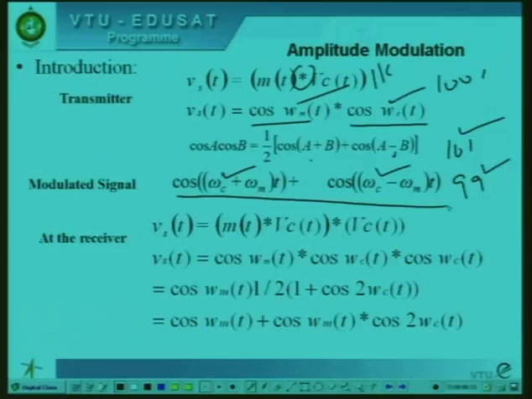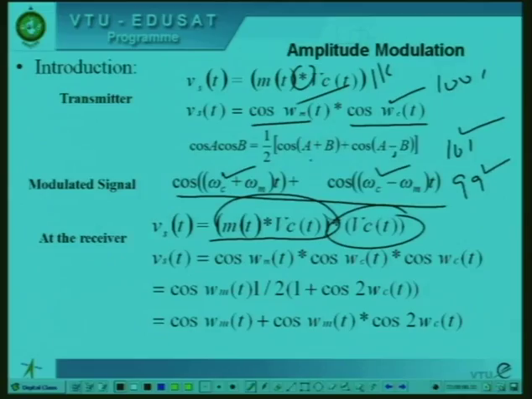When both the signals are received at the receiver, to get back omega mt from the received signal, what we do is take the received signal, that is m of t into Vc of t, and further multiply it with another Vc of t. See how interesting it is, how the mathematical equation helps us understand what communication is. Let me now repeat it.